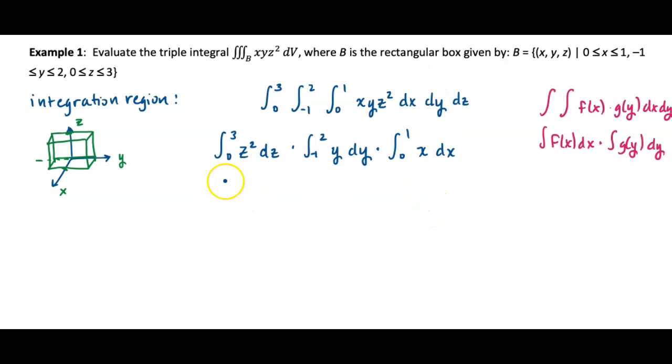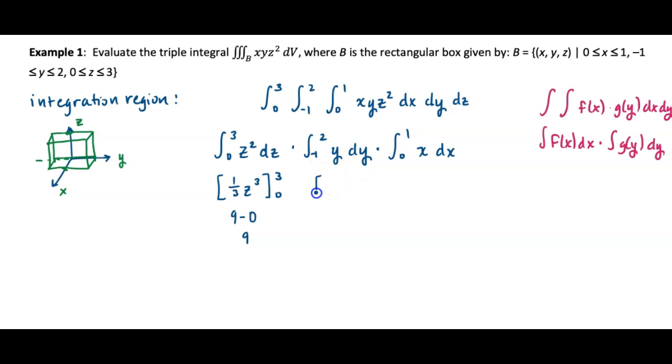So evaluating these, starting with the left, the antiderivative of z squared is 1/3 z cubed. We're going from 0 to 3. Plugging in 3, well, 3 cubed is 27. 27 divided by 3 is 9. When we plug in a 0, we just get 0, so this is just going to be 9.